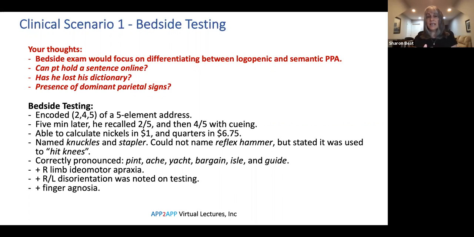And we went ahead and checked for dominant parietal signs. So he did have a right limb ideomotor apraxia. He had a right to left disorientation, and he had a positive finger agnosia. So this patient has dominant parietal signs. He's not having any trouble, doesn't seem like he lost his dictionary.